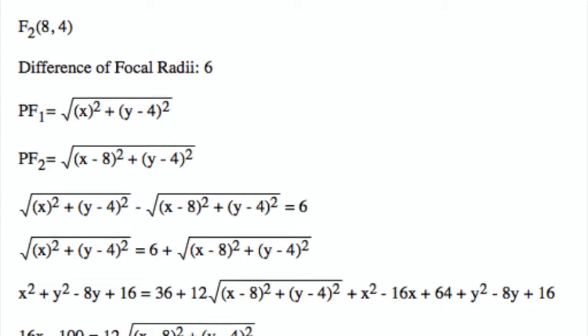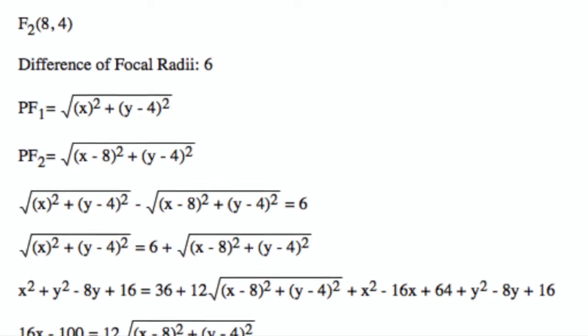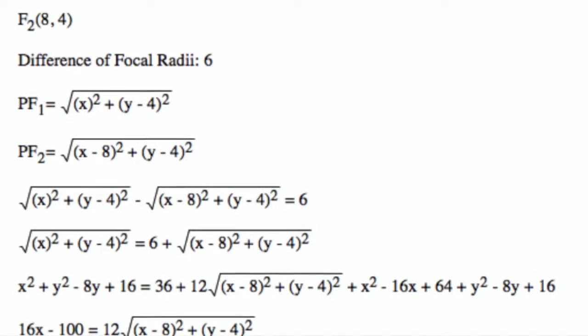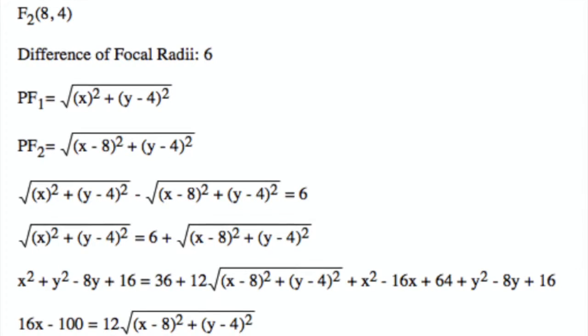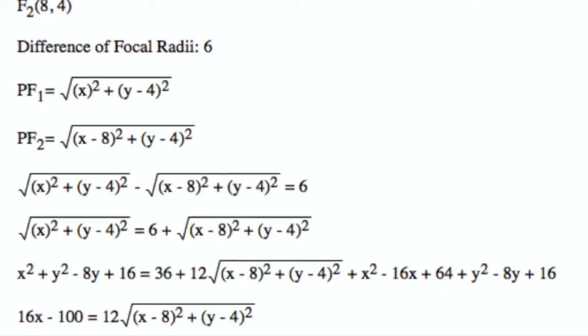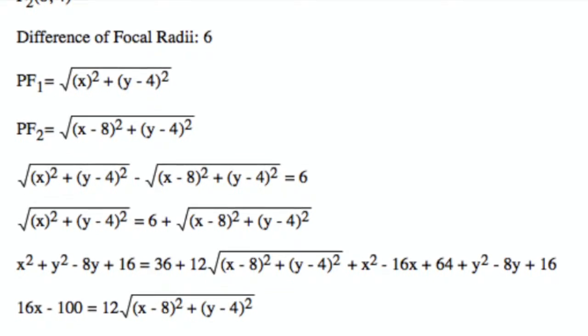To derive the equation for a hyperbola, you must start with the definition. The definition of a hyperbola is the set of all points whose difference of their distances from two given points, called the foci, is constant. For this example, we will be using a center of (4, 4), a focus of (0, 4), and the other focus will be (8, 4). The difference of focal radii will be 6.